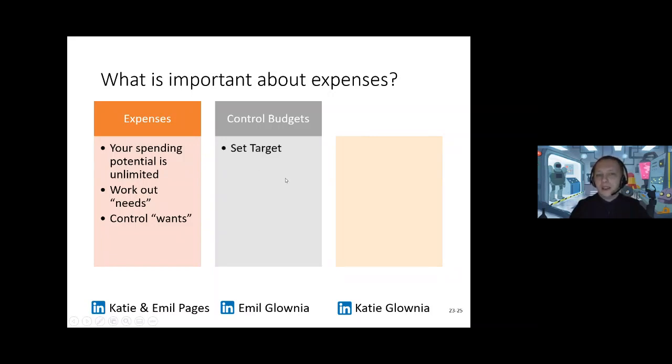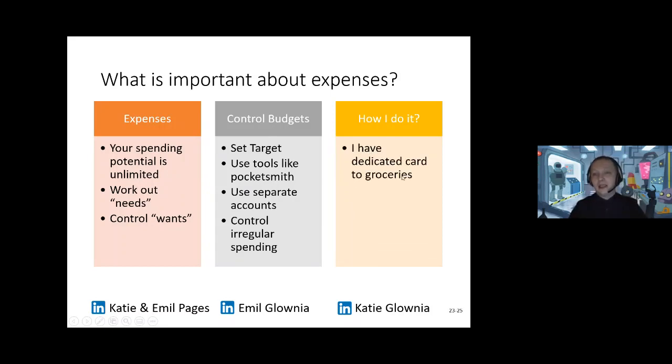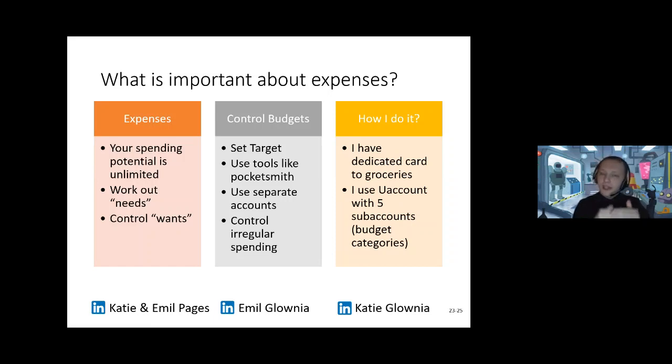This is what I started in my first year of financial freedom. So I have set myself targets. I have used tools like Pocketsmith to help me with the budgets, and that started to help me out. And I have used separate accounts and started to control irregular spending. Now, how do I do it now? I've stopped using Pocketsmith. The way I do it now, I have a dedicated card for groceries with a set budget, and then I use a U account, which is an account that I really like, because you can create sub accounts in the account. I send myself budgets every week and redistribute it against my budget. So I spend proactively every week, so I know exactly what I'm spending, but the actual spend occurs later on.